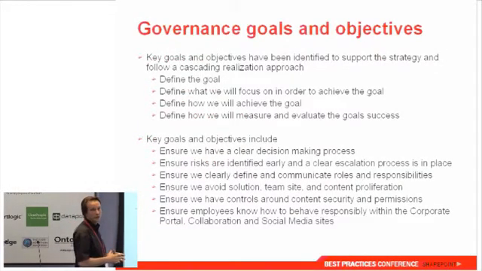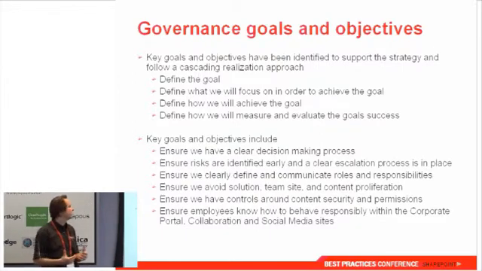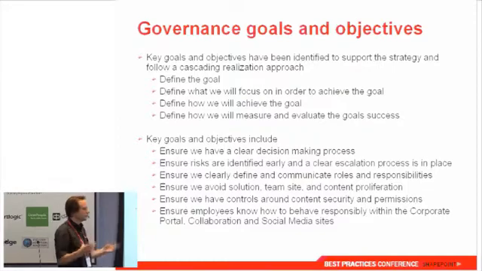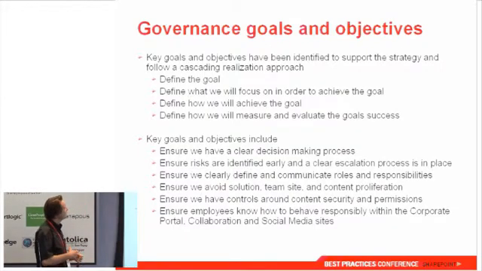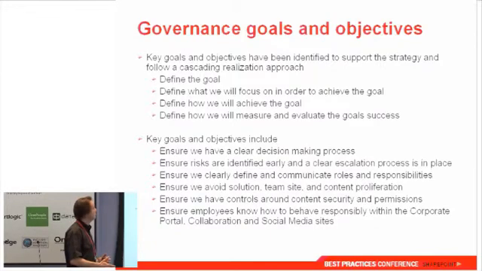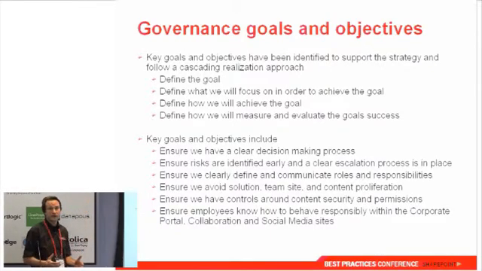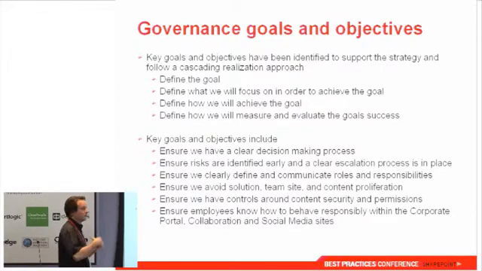Okay, so some of the goals and objectives. I mentioned before, governance for me was a huge, complex area, and I wanted quite a structured approach to actually develop the governance. So COBIT uses this cascading realization approach, and we identify key goals and objectives which would help us deliver the governance strategy. What we did was we defined the goal, we defined what we will focus on in order to achieve the goal, we defined how we'll achieve the goal, and we defined how we'll measure and evaluate the goal's success. So we develop the governance, but this helps us challenge what we're developing and why we're developing it.